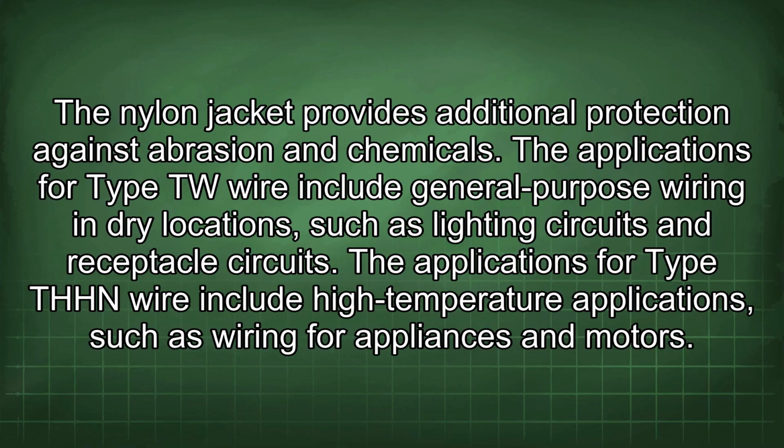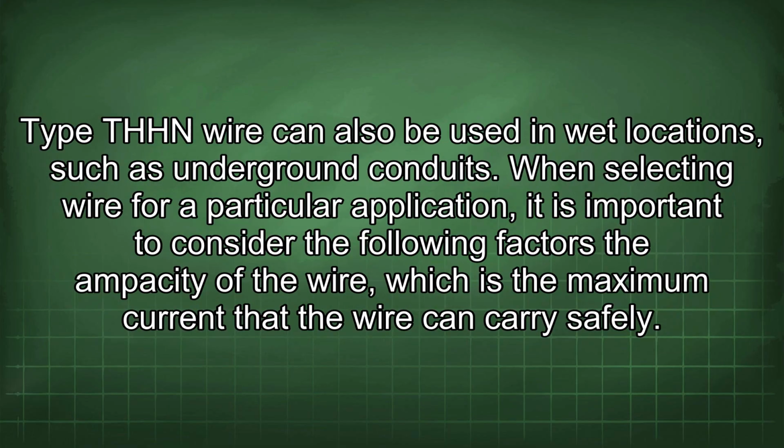The applications for Type TW wire include general-purpose wiring in dry locations, such as lighting circuits and receptacle circuits. The applications for Type THHN wire include high-temperature applications, such as wiring for appliances and motors. Type THHN wire can also be used in wet locations, such as underground conduits.